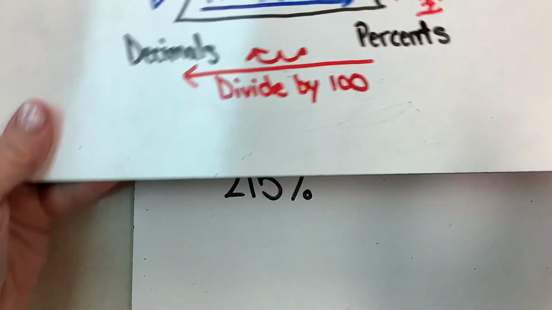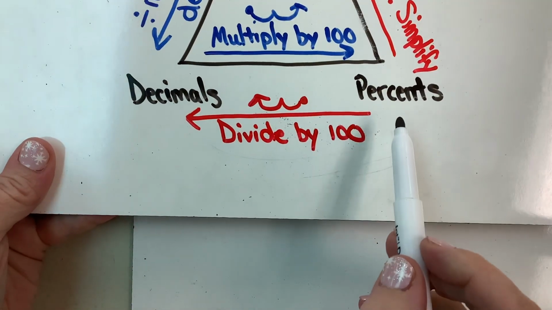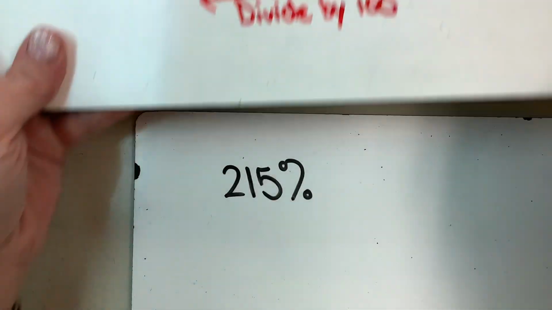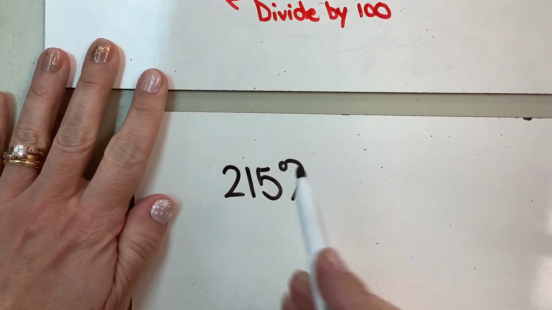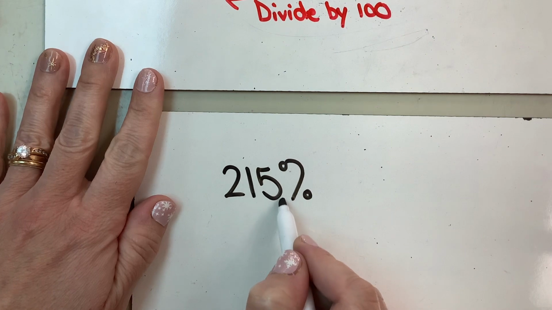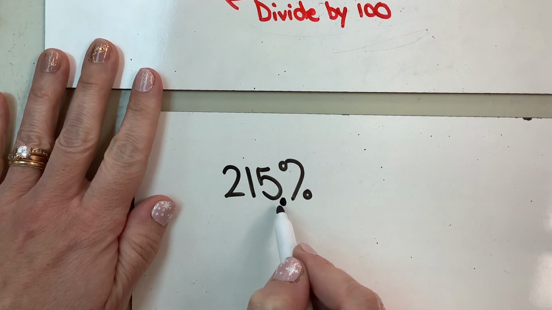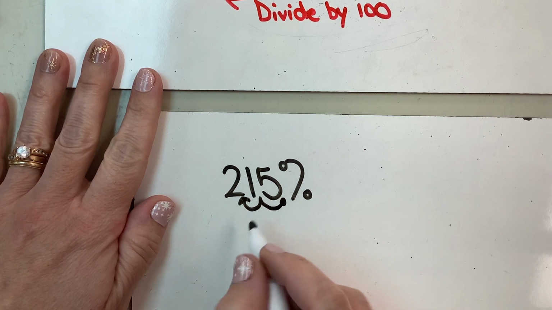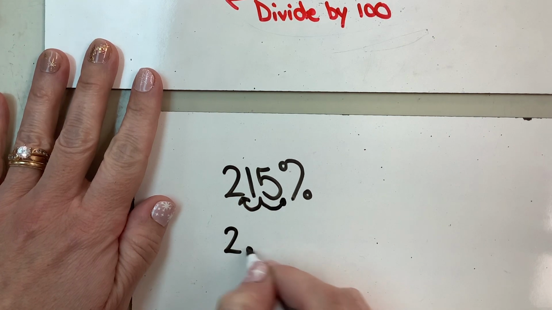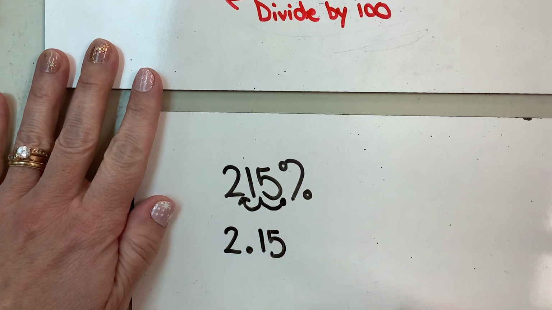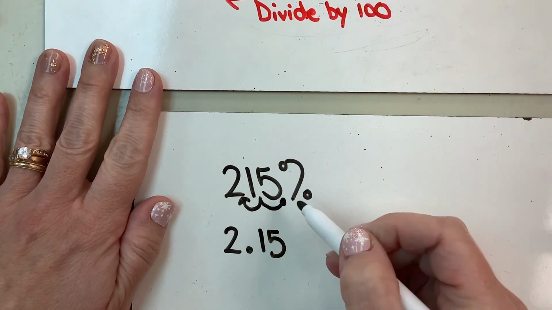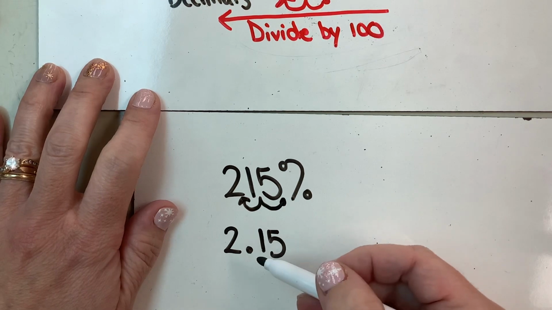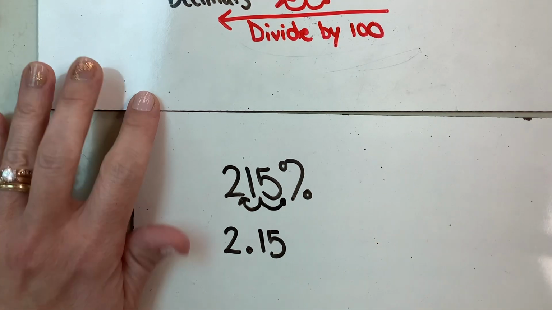If I have a percent, I can divide by 100, move my decimal 2 times, and I can get a decimal. So if I do that, my decimal's hiding right here at the end. I move it 2 times to make it smaller, and I get 2 and 15/100ths. We no longer have the percent sign because we have moved the decimal, and now it's a decimal.